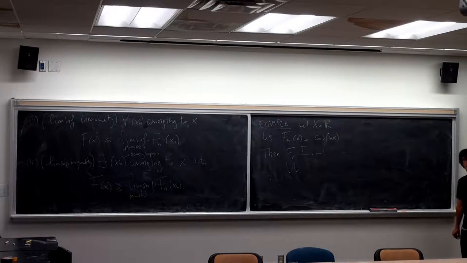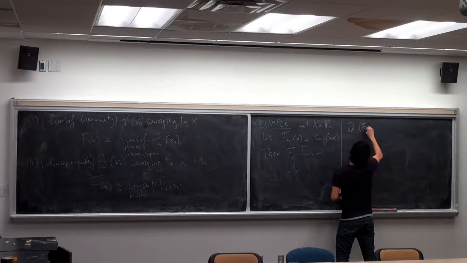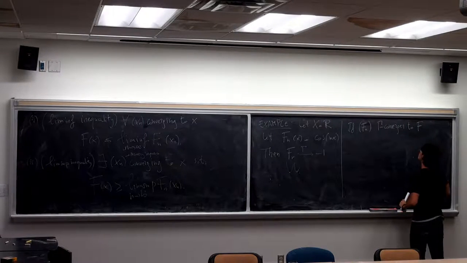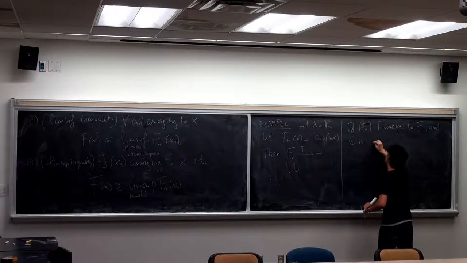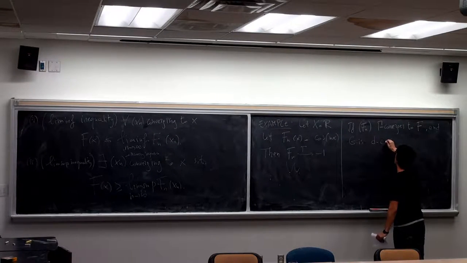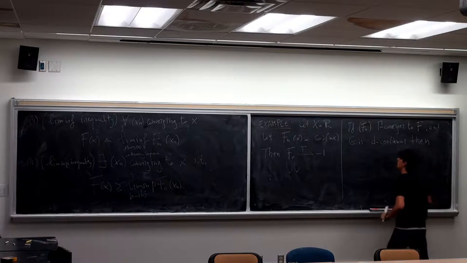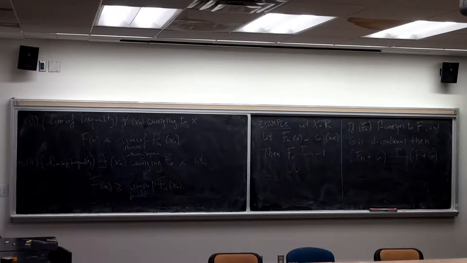let's move on to study some properties of this gamma convergence. Something that is very useful is that it is stable under continuous perturbations, meaning that if F_n gamma converges to F, and we have a function g that is continuous with respect to the metric d, then the sequence F_n plus g gamma converges to F plus g, and this follows directly in one line from the definition.